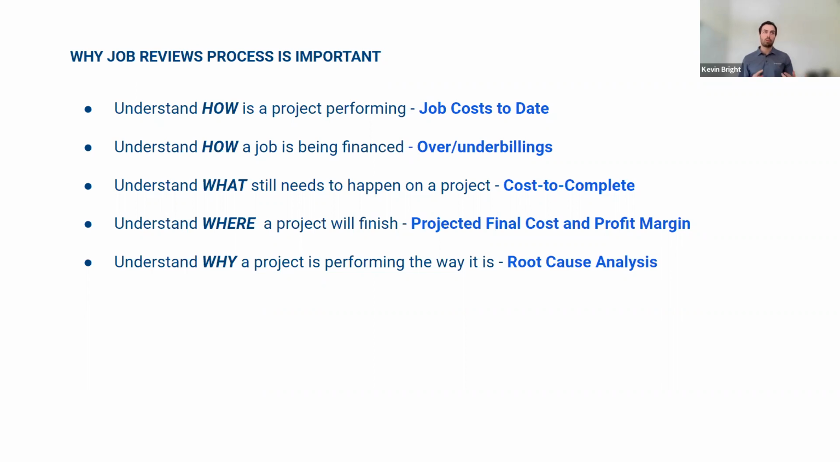And this is where we talk about what is that projected final cost going to be, what's that final projected profit margin on a project going to be, really understanding how that job is going to perform at the end of the job. So to get that projected final cost, you're going to take your job cost plus your cost to complete, that's your projected final cost, divide it by your revised contract to get that profit margin.